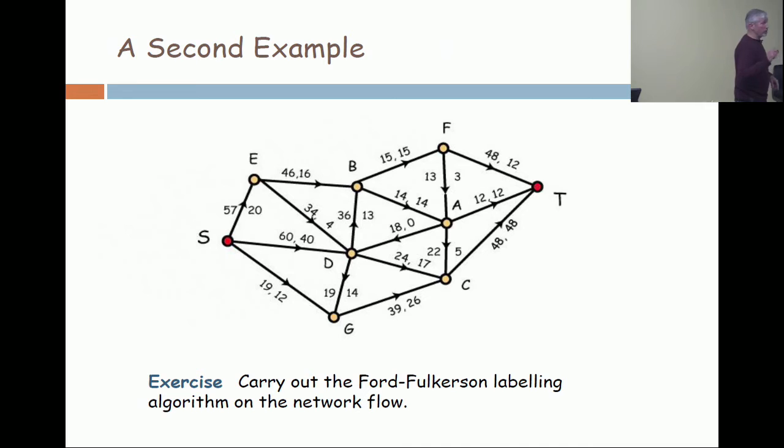Some people might think, well, shouldn't I find an augmenting path so that if I make the changes on that one, it's as large as possible? Shouldn't I be greedy in the differential? Nobody knows how to do that.